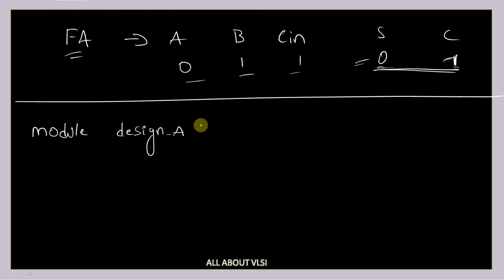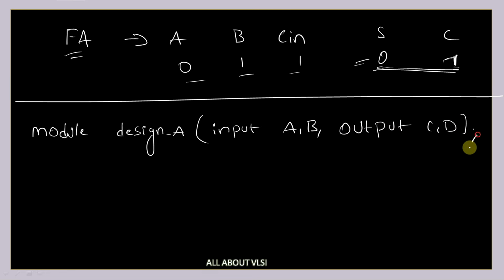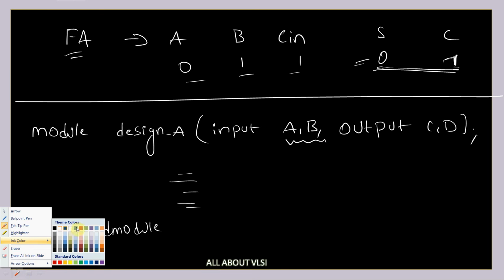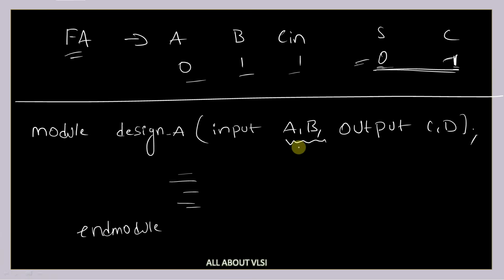Let's say design A has some input ports, input A, B, and output ports, output C, comma D. So design A has this type of ports and some code which has been written, followed by end module. Now, can anyone tell me what will be the data type of this A and B? Any variable which has been declared inside our Verilog should have some particular data type associated with it, right? So what do you think? What is the data type of A and B?